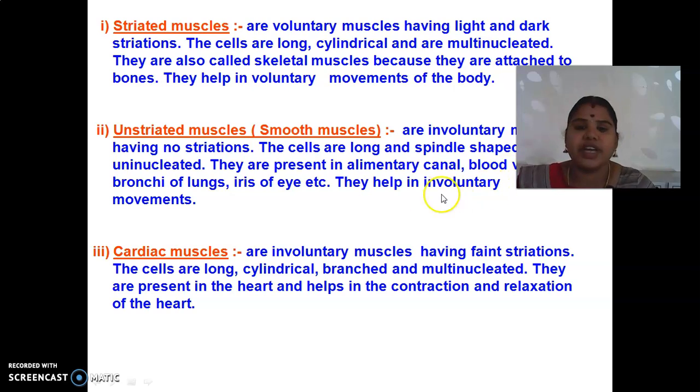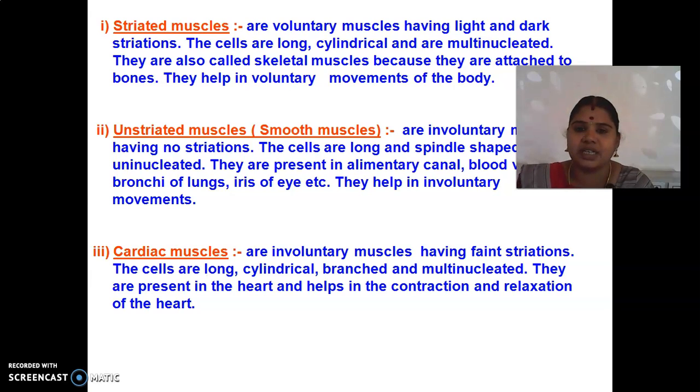Next, bronchi of lungs are used for respiration. Exchange of gases takes place in the lungs. Next, the iris of the eye is for vision. So, these are called unstriated muscles, and they show involuntary movements. Understand? So, next, cardiac muscles.